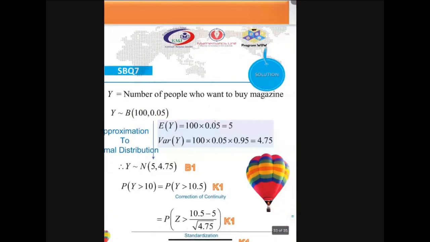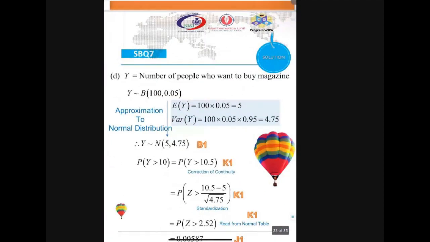Okay, so now I introduce a new distribution because we have a new n and p. So our new distribution will be binomial. It's still binomial, but now n is 100 and p is 0.05. Okay, because n is too large, we have to use approximation to the normal distribution. So change this into a normal distribution. That's how we get a new distribution, normal with mean 5 and variance 4.75.